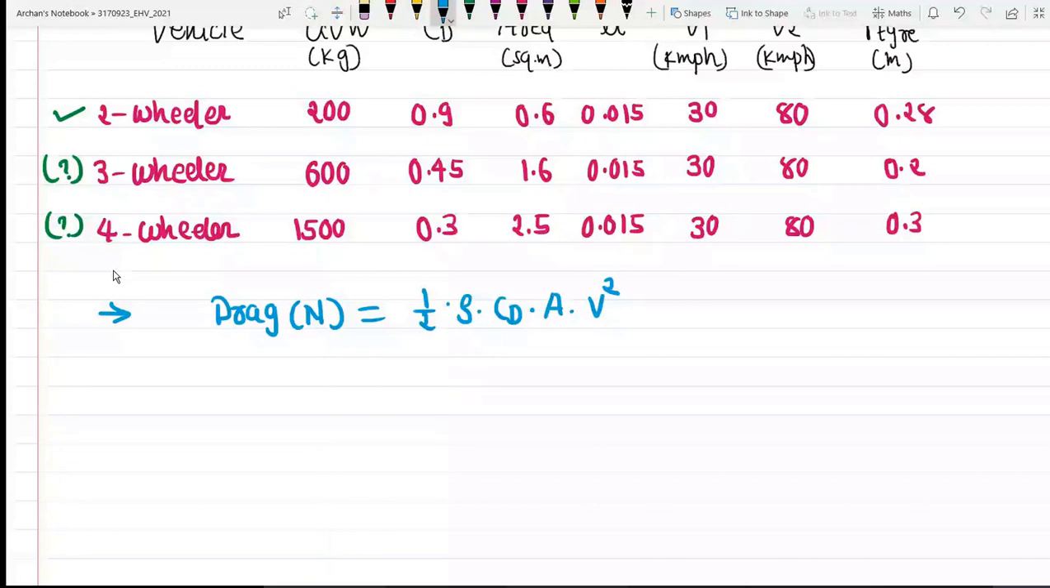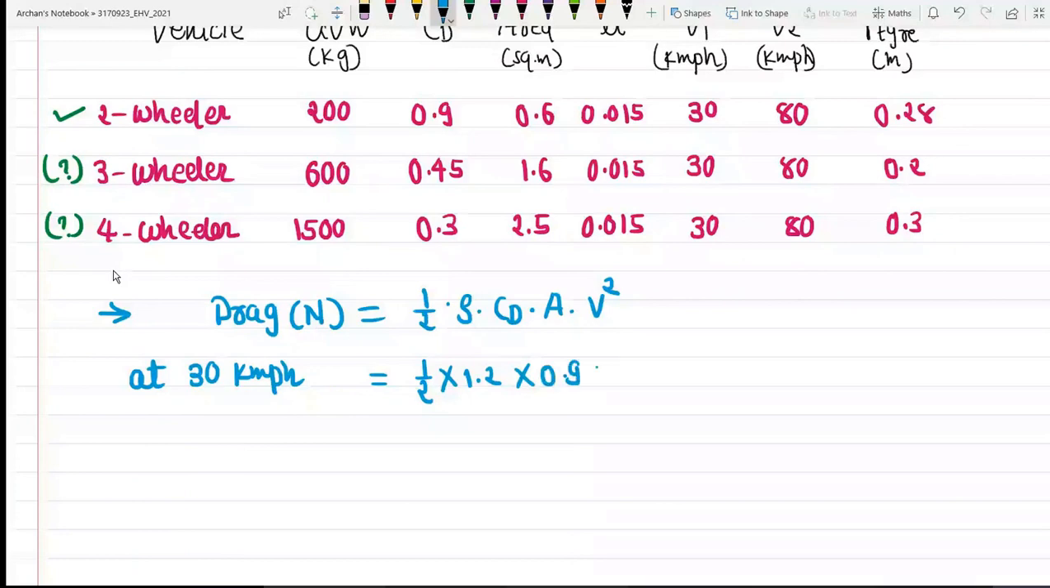Now consider the velocity 30 km per hour first. At 30 km per hour, your drag should be half rho. Rho is given to you as 1.2 kg per meter cube. Coefficient CD is 0.9. Frontal area is 0.6 square meter, and V square is the velocity, 30 km per hour.